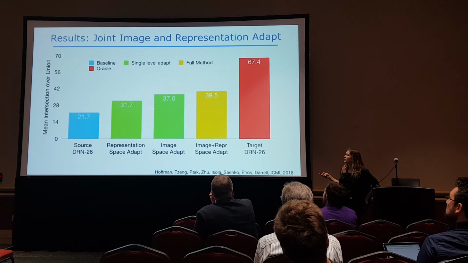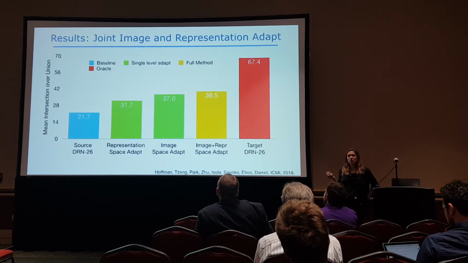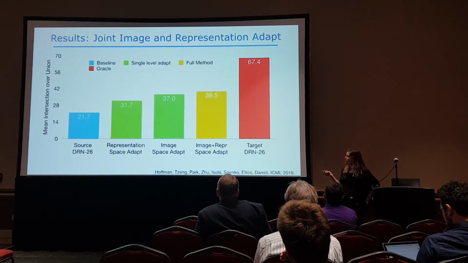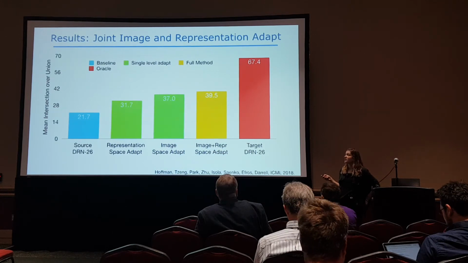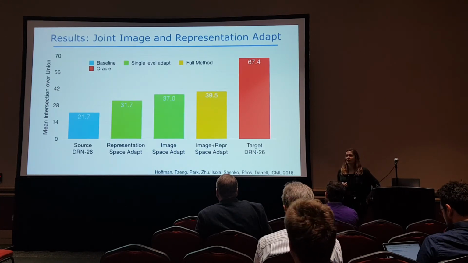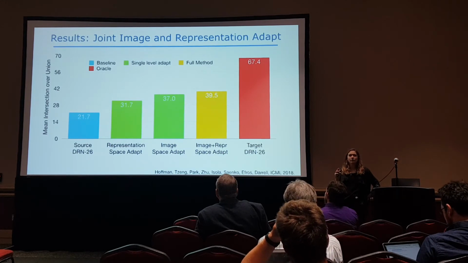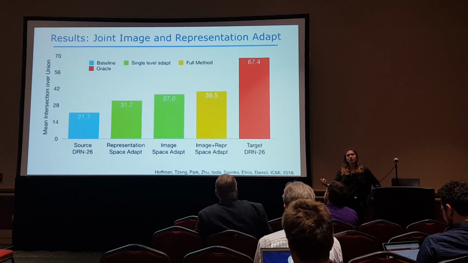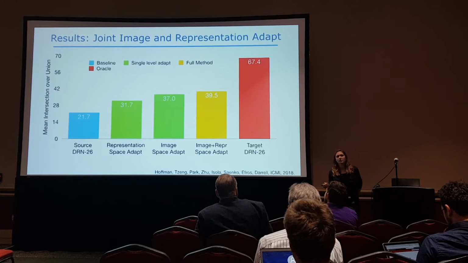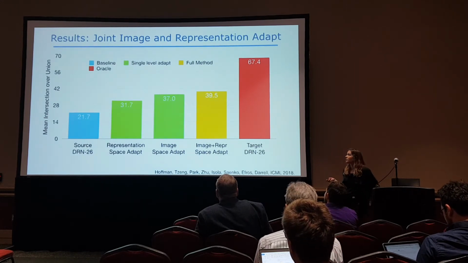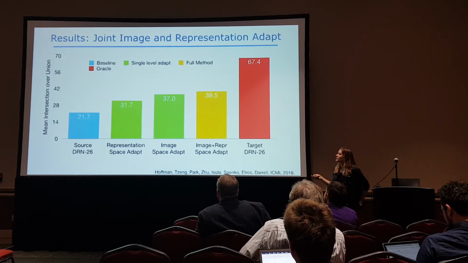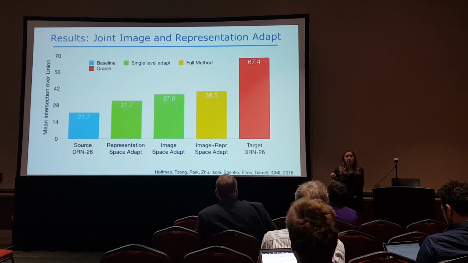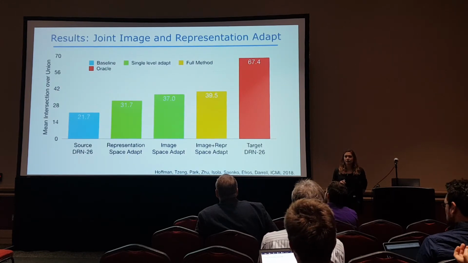And then what I'm showing in the middle is an ablation of these two components of the model. The full model itself can get you up to 39. And if you were to perform either representation space or image space alone, you could get 31 and 37. So what this shows is that, first, they're both complementary in terms of what they offer in your adaptation solution. Another thing to notice is that in this case, when you're looking at mean IOU, it appears that image space alone is performing better than representation space alone.